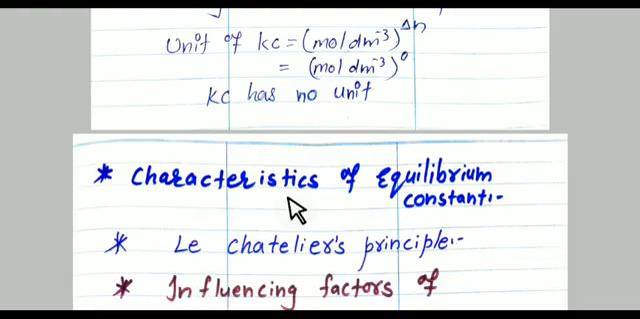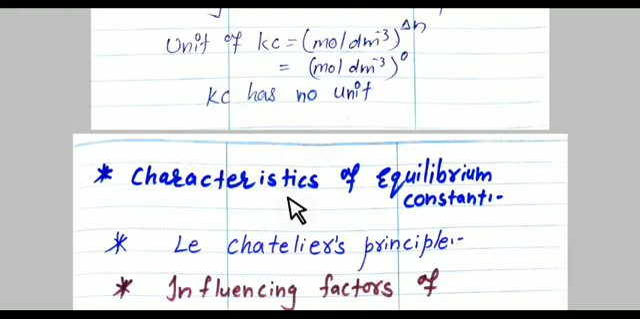Whenever the value of Kc and Kp becomes higher and higher, what does it mean? It means that more concentration of product is formed, and the equilibrium point is more towards the right hand side. Whenever we get a higher value of Kc and Kp, it means that the equilibrium point is more toward the right hand side and more concentration of product is formed.